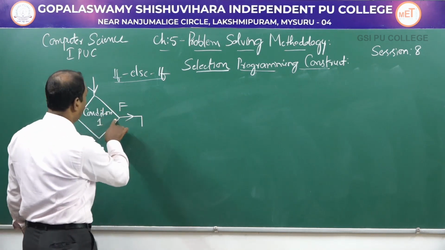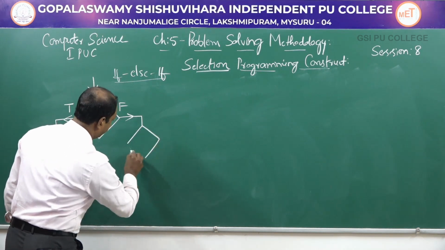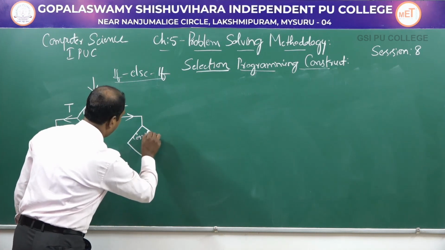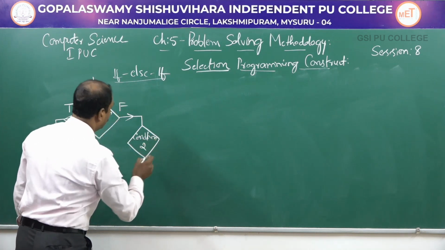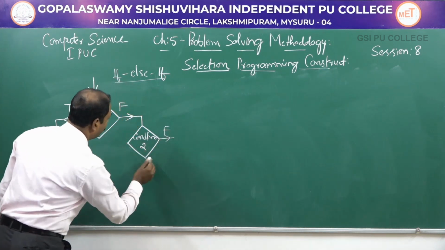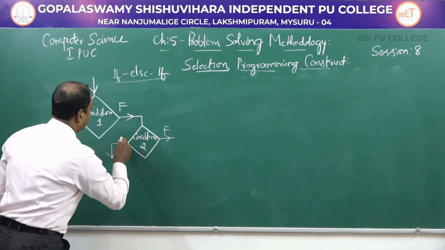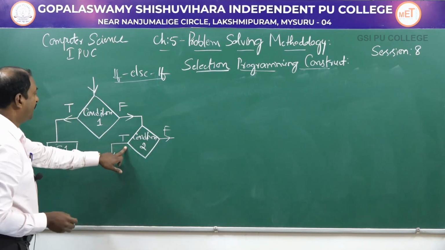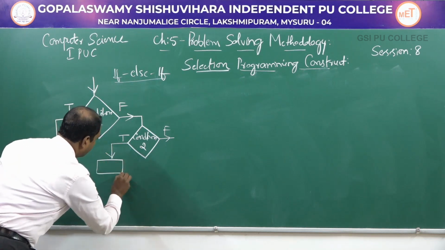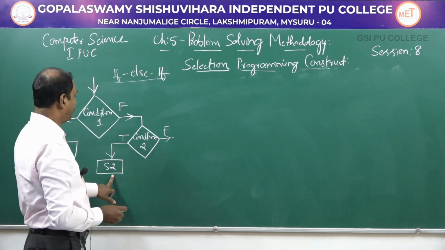Similarly, if this condition fails, it has to check the second condition. Again it has two outcomes, one true and one false. If the second condition is true, it executes statement 2 and comes out of the if else if.